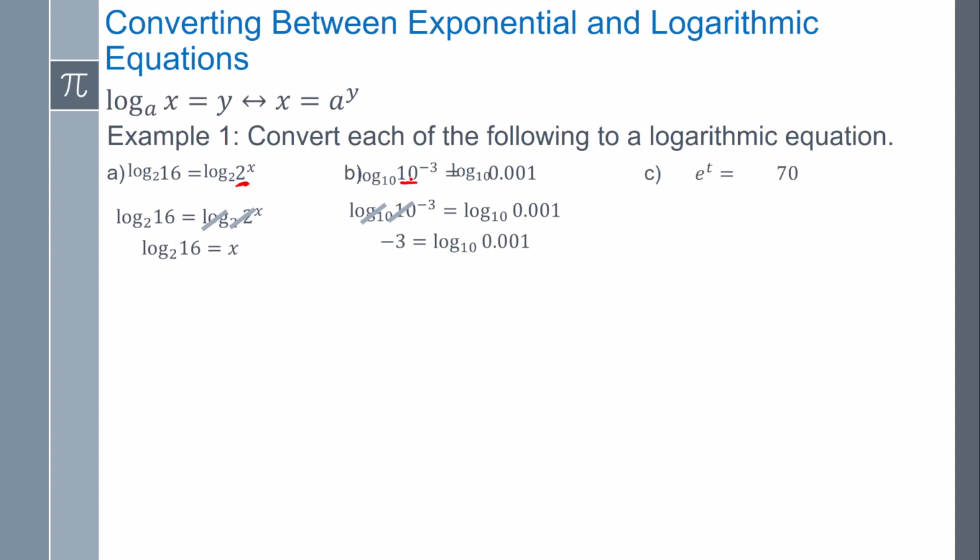If I have e to the t, e is my base, so I can take log base e to both sides. The log base e and the e cancel out, and so I get t equals log base e of 70. So to get rid of the exponent, take that log to both sides.